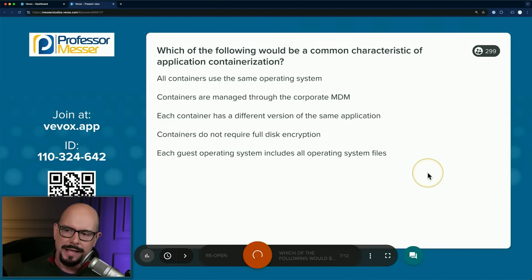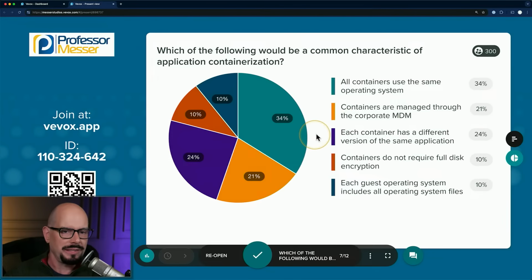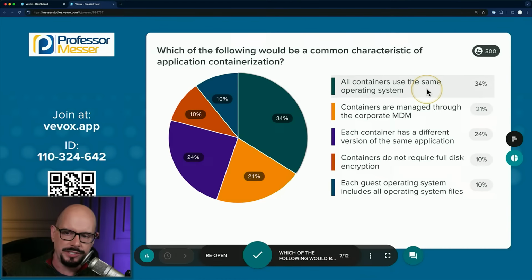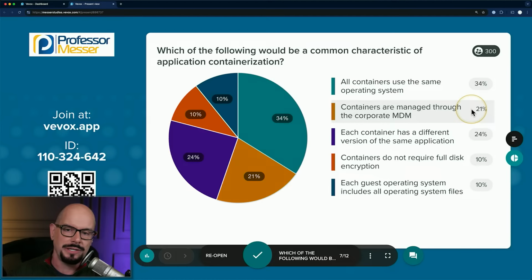We'll close the poll, and we can see that we're all over the place again. We're a little torn on this one. 34% of us say all containers use the same operating system. Not a majority, but certainly the plurality of you, because the next one down is 13 or so percentage points back, that say containers are managed through the corporate MDM. That was 21% of you.